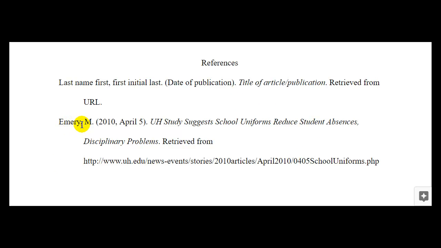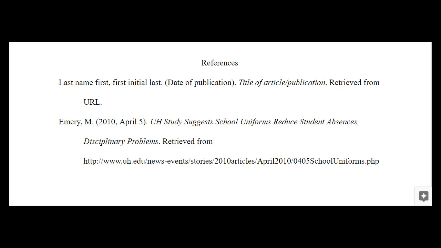Last name first, comma, first initial last, period. One space, left parenthesis mark, 2010, comma, April 5th, right parenthesis mark, period, one space. Then the title of the article, and that needs to be followed by a period, one space, the words retrieved from, and then the URL. So this is the basic way to create an APA bibliographical reference.